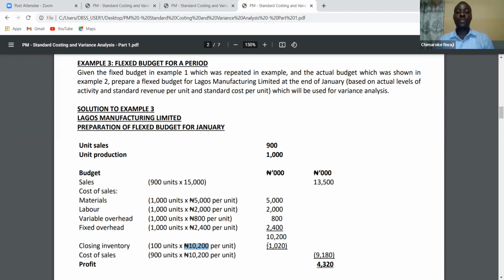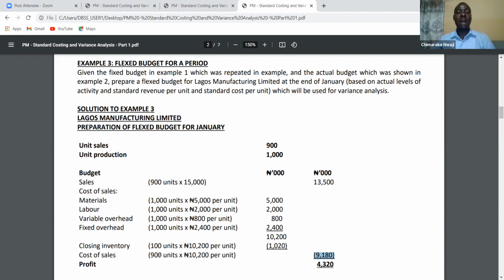So what will be your cost of sales? Your cost of sales is this absorption cost here minus the closing stock, which gives us 9,180,000. And I told you it can be gotten directly because we decided that we are going to make 1,000 units, but we sold 900.